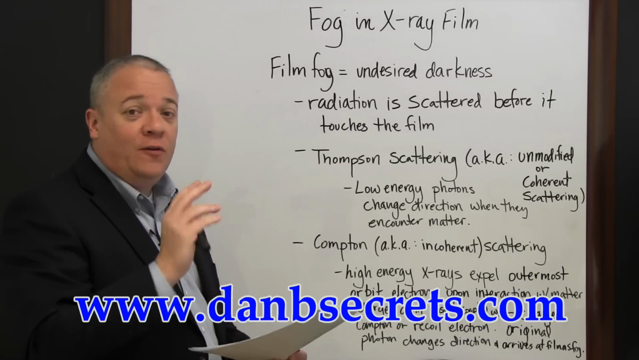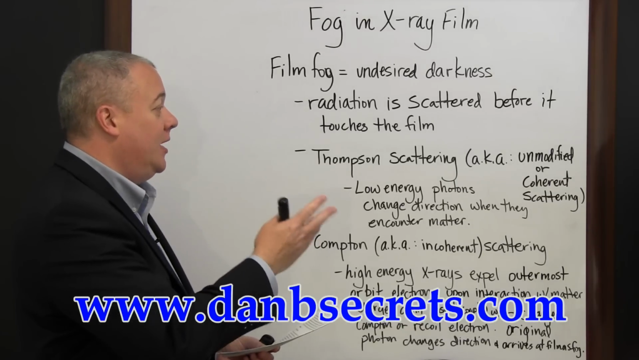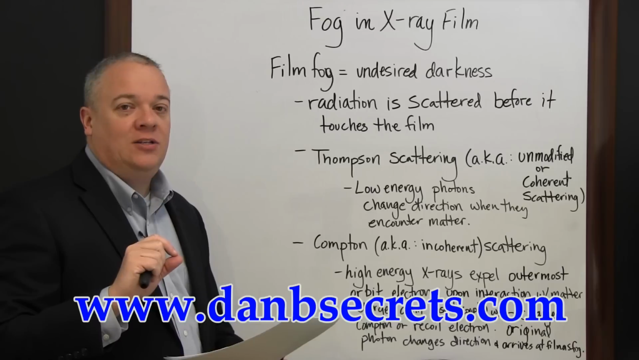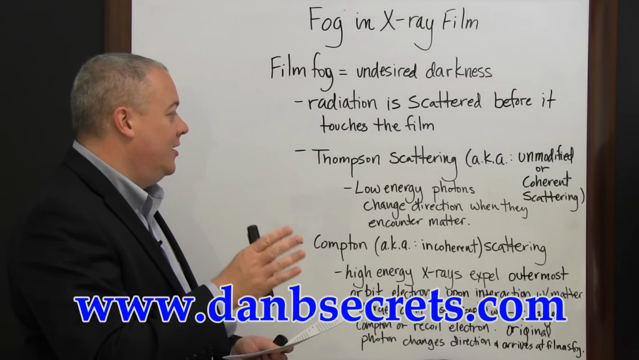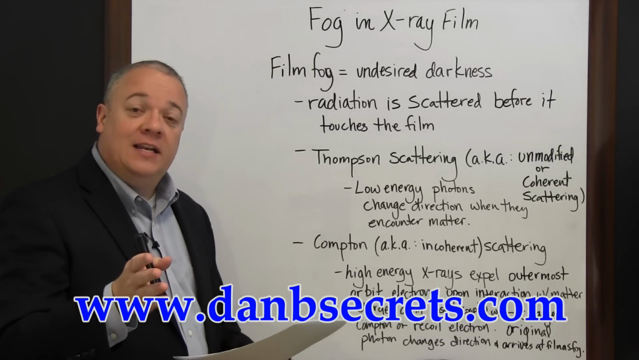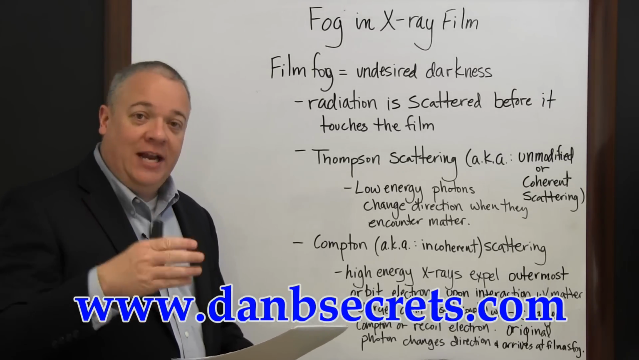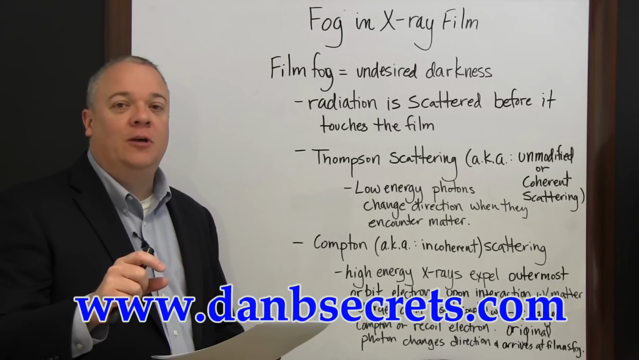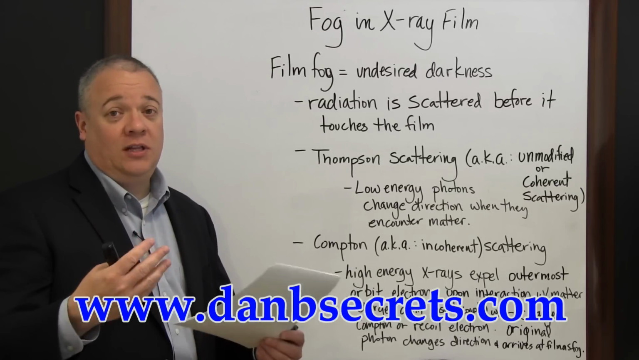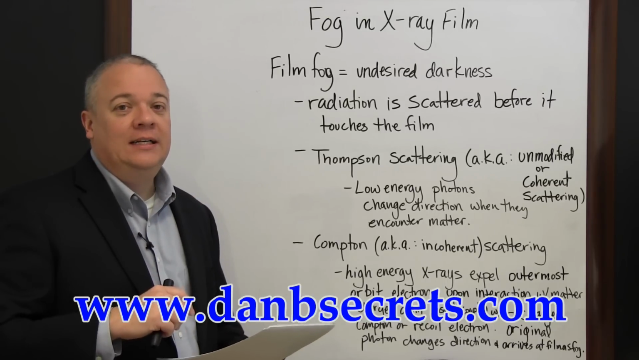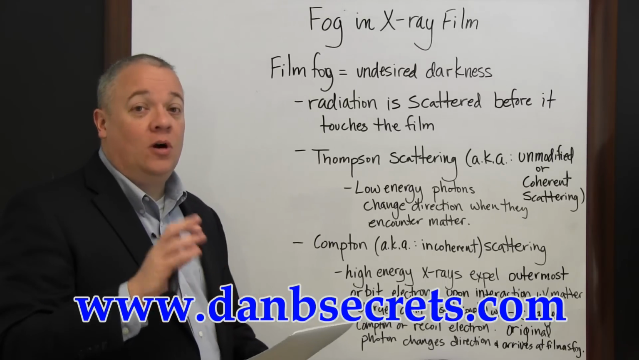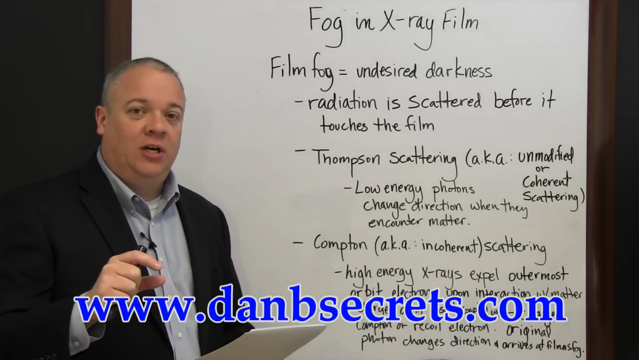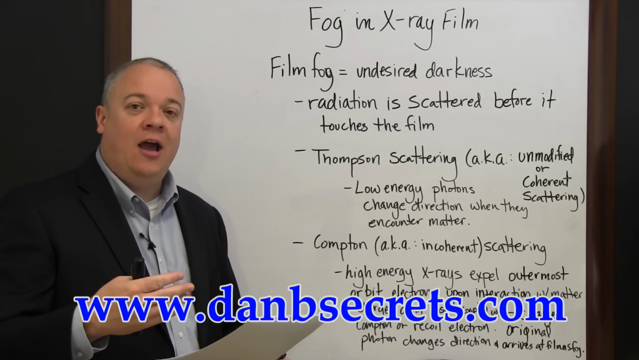it touches the film. Now the first form is just Thompson scattering, also called unmodified or coherent scattering. This just means a low energy photon interacts with matter and is redirected, changing direction, before it then encounters the film. Because of this change in direction due to encountering the matter, when it finally reaches the film, it shows up not as the contrast you wanted, but as darkness, or this fog. So Thompson scattering, or unmodified or coherent scattering, is a simple low energy photon changing direction due to encountering matter.